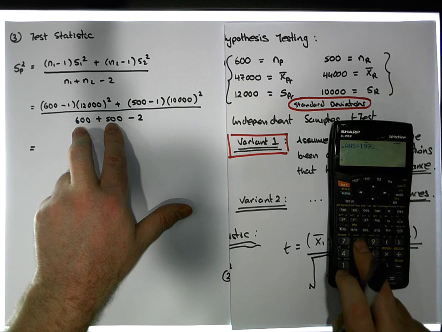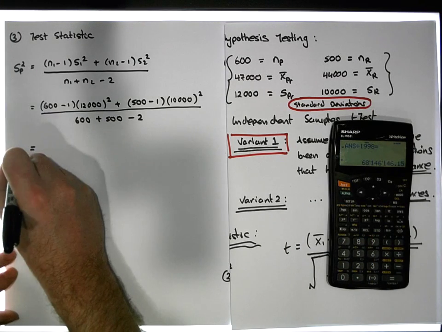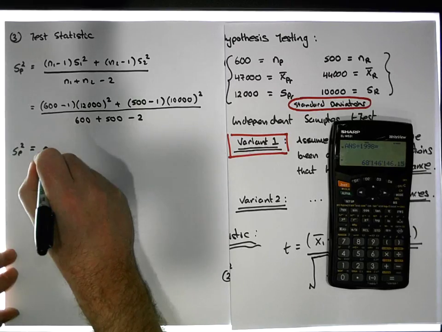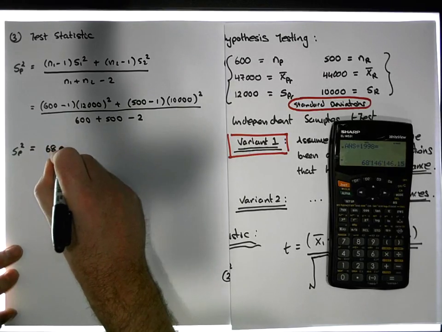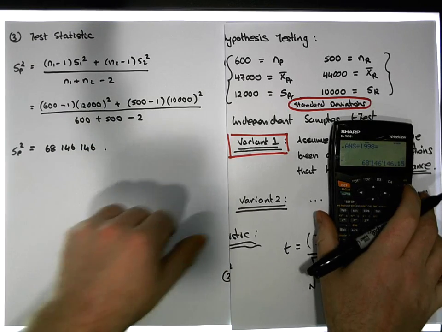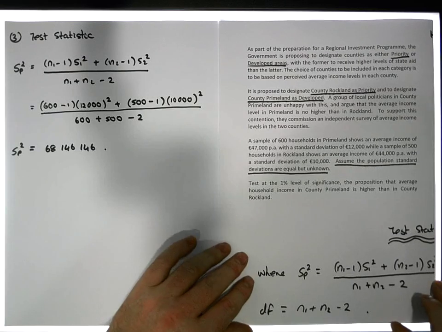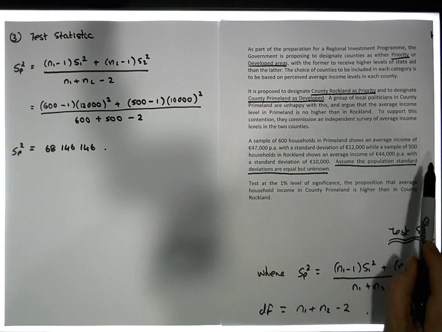1998. Okay, in this case we get that the pooled variance Sp squared is equal to 68,146,146. I'm just wondering whether I've made a mistake here. Those numbers are very, very big. Let's just see what we have here. Yeah, it does actually say that.